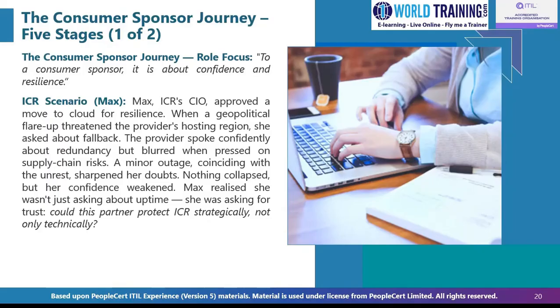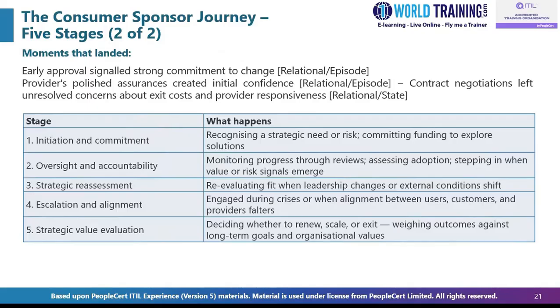Her own words capture it best. She realizes she's not just asking about uptime, she's asking for trust. Can this partner protect ICR strategically, not just technically? Max's experience is the most indirect of the 3 consumer roles. She doesn't use the app, she does not negotiate the contract, she reads quarterly portfolio reports and attends occasional steering meetings. So her trust is built or eroded almost entirely through narrative signals: tone, willingness to acknowledge risk, and coherence between what's promised and what actually happens under pressure.